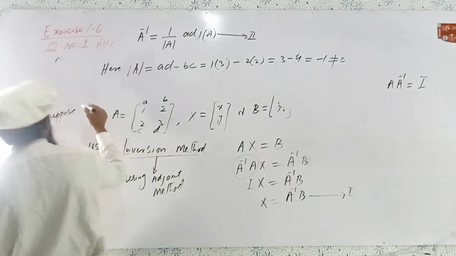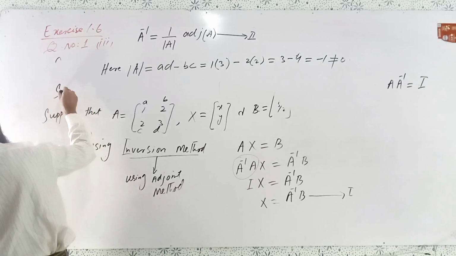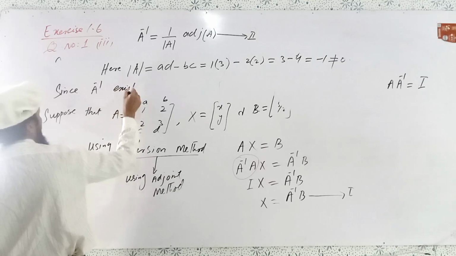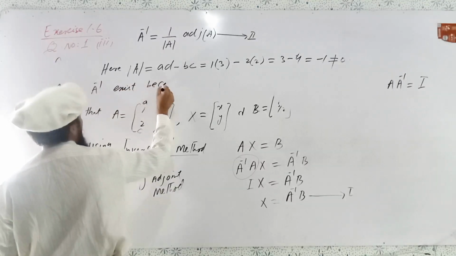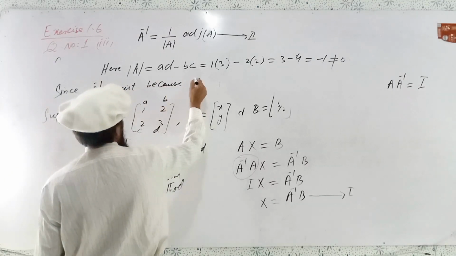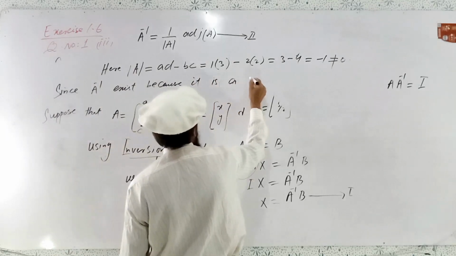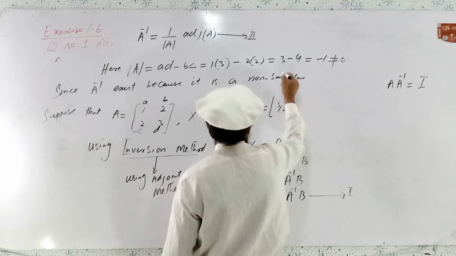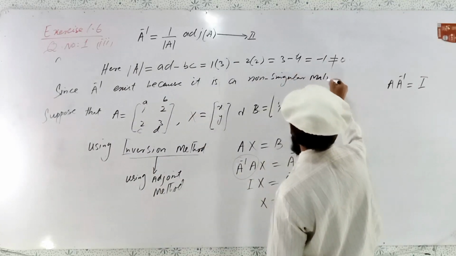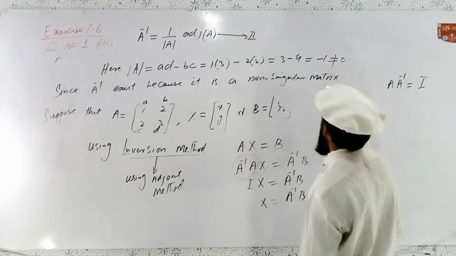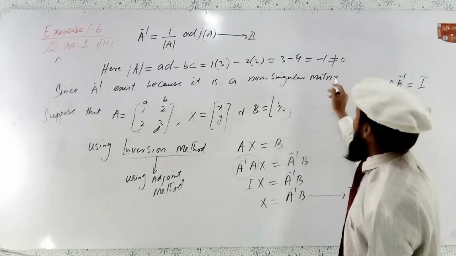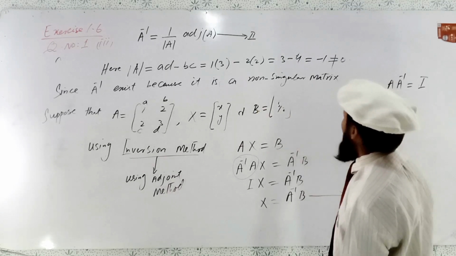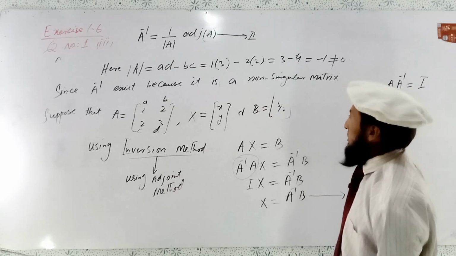You can write here: since it is a non-singular matrix, A inverse exists. A non-singular matrix means the determinant of the matrix is not equal to 0. Non-singular matrix, so A inverse exists.